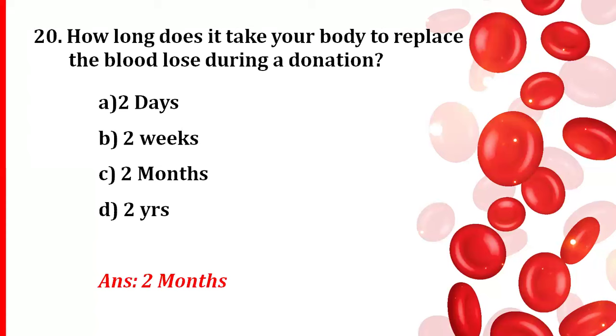Generally the blood volume is replaced within 24 hours only. But red blood cells take between 4 to 6 weeks to completely replace. That means 1 to 1.5 months. So that's why a minimum of 8 weeks is what we have to wait between 2 donations. To replace the complete blood, it will take almost 2 months, so a minimum of 2 months is required between the 2 donations.